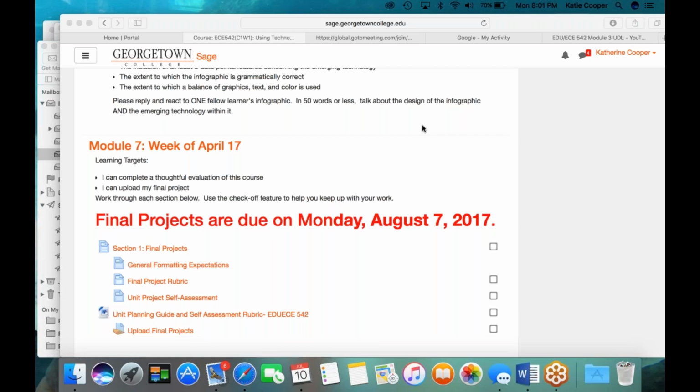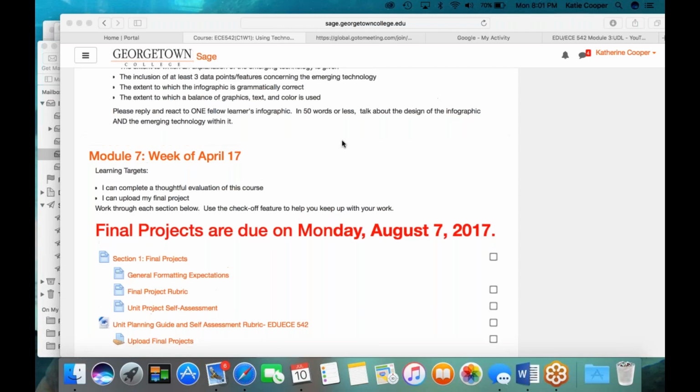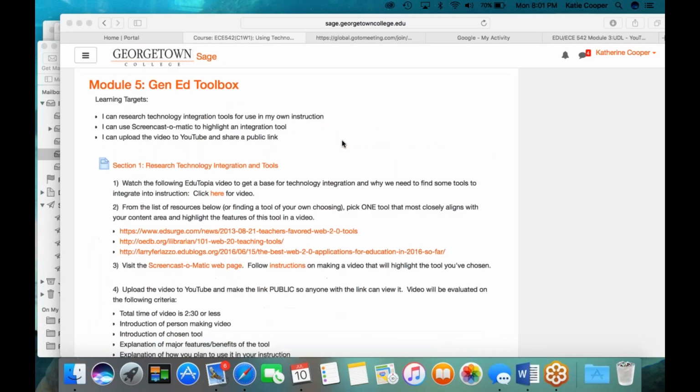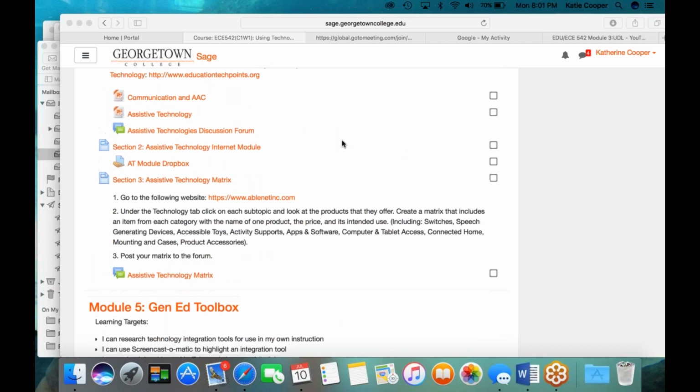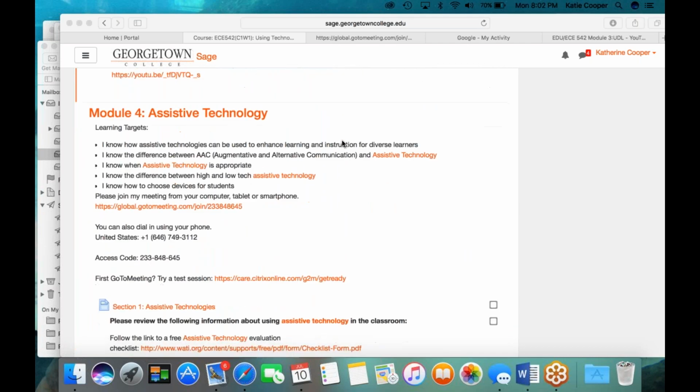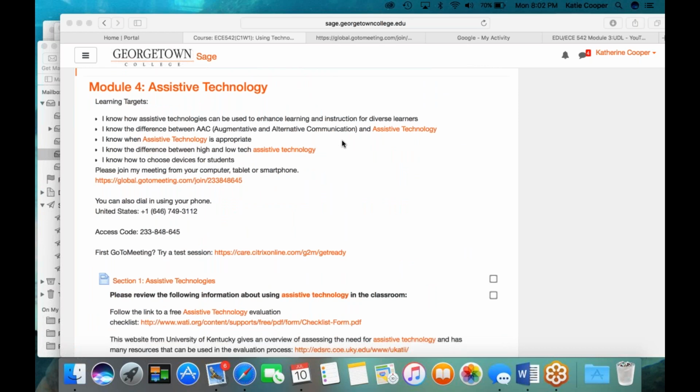Yeah, so the final project is really going to be a culmination of all the things that you've learned in class. You're going to use the SAMR model. You're going to include some assistive technology, which is what we're going to go over tonight, as well as UDL principles. So you might want to look at that just so that you kind of know what's coming.